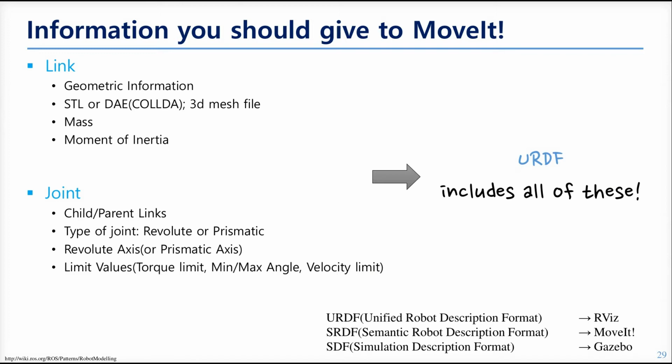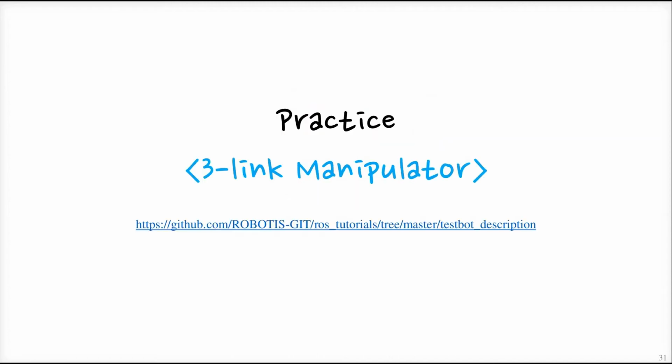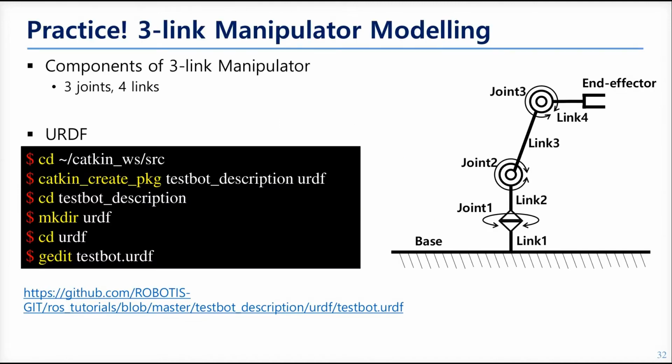ROS, MoveIt, and Gazebo use different visualization formats, but they are almost the same. So just know what the URDF format is, and then expand your knowledge. Let's start with a 3-joint manipulator. This has 3 joints between 4 links connecting with each other.